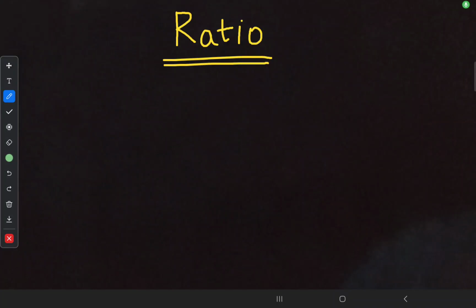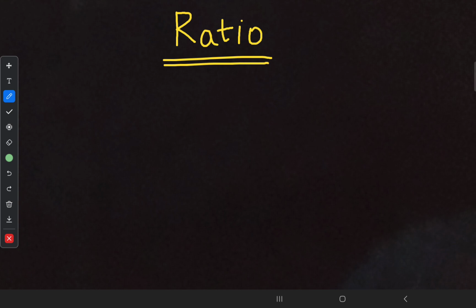You have learned in grade 6 that a ratio is a numerical relationship between two or more quantities expressed in similar units. I'll repeat again. You have learned in grade 6 that a ratio is a numerical relationship between numbers, two or more quantities expressed in similar units. Okay, what does it mean?